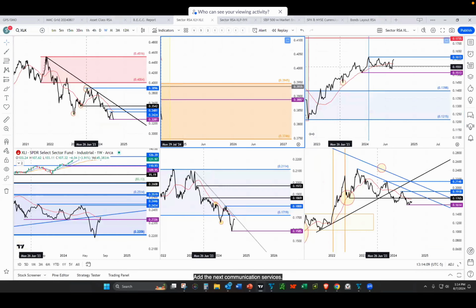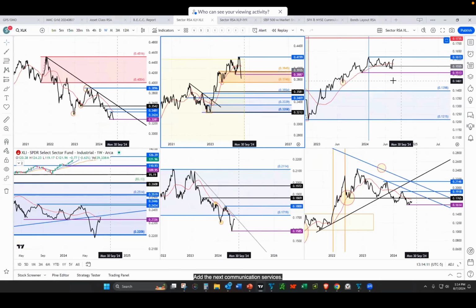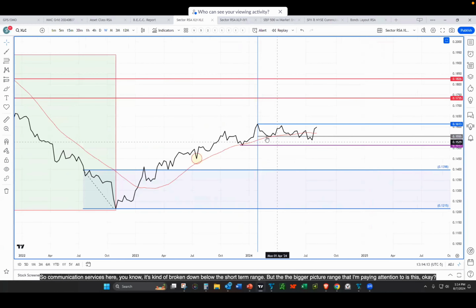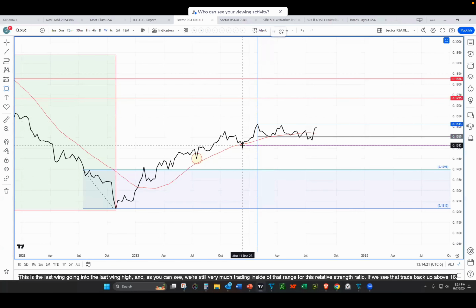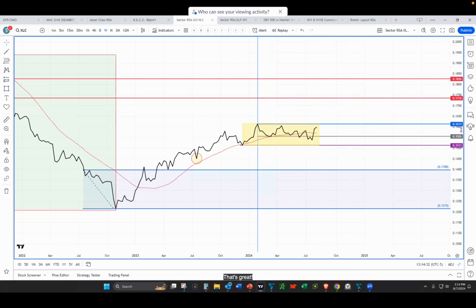Take the next sector, the communication services. So communication services here, it's kind of broken down below the short-term range, but the bigger picture range that I'm paying attention to is this, okay? This is the last swing low going into the last swing high. And as you can see, we're still very much trading inside of that range for this relative strength ratio. If we see that trade back up above 1613, that's great.